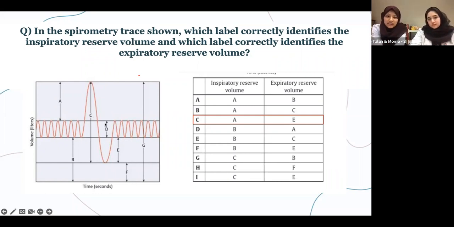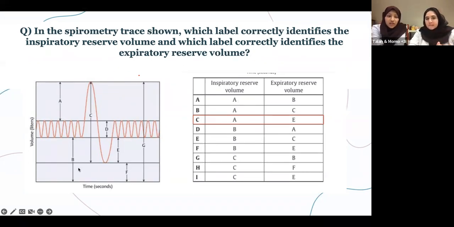So that's the volume. And if you want to say capacity, basically capacities are the sum of the volumes. Inspiratory capacity is the sum of the tidal volume with the inspiratory reserve volume. So A is the answer for inspiratory reserve volume. But if you want the inspiratory capacity, it's going to be A plus D, because it's the tidal volume plus the inspiratory reserve volume. Right? Now, someone answered D, which says the inspiratory reserve volume is B.